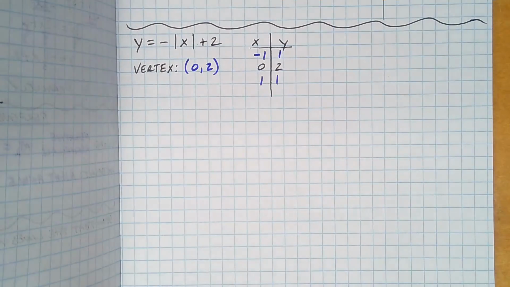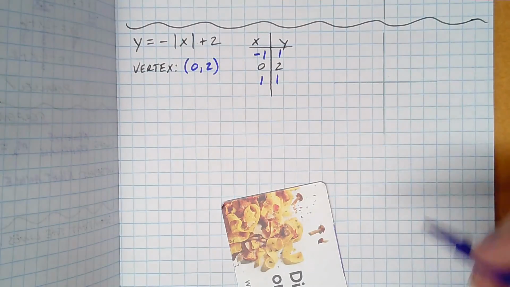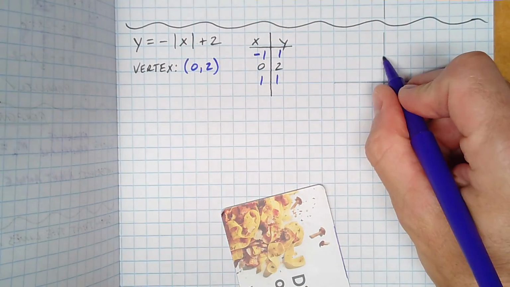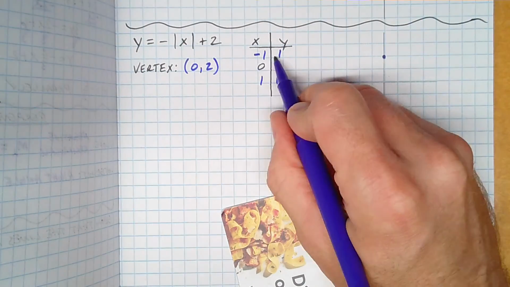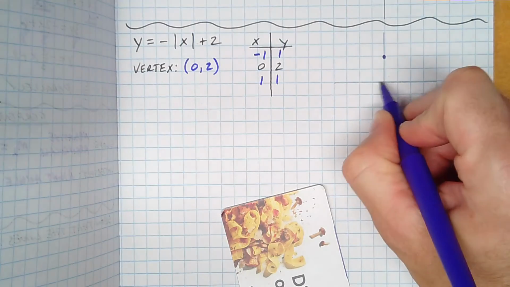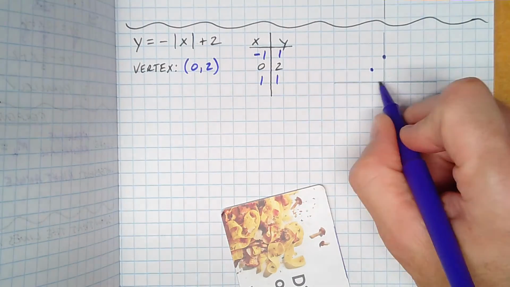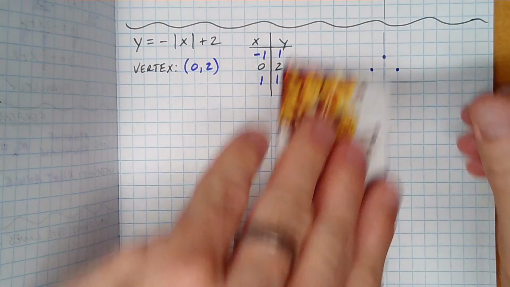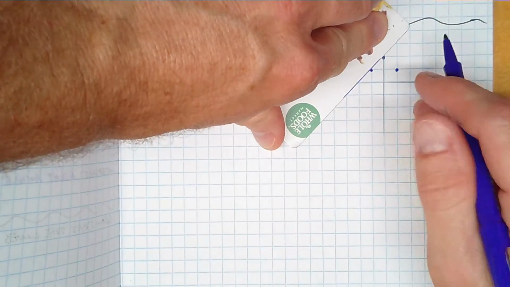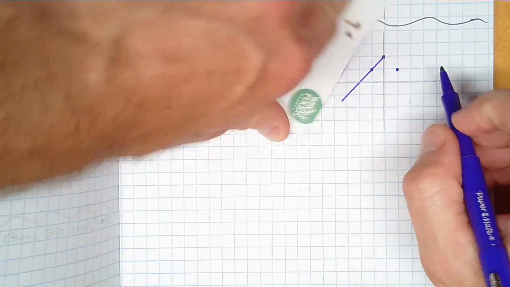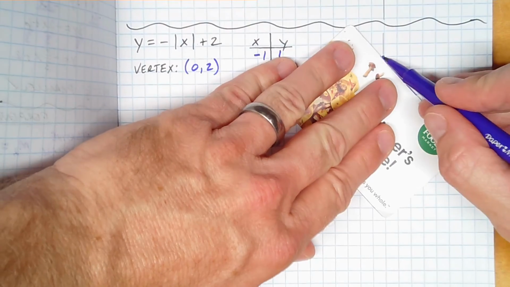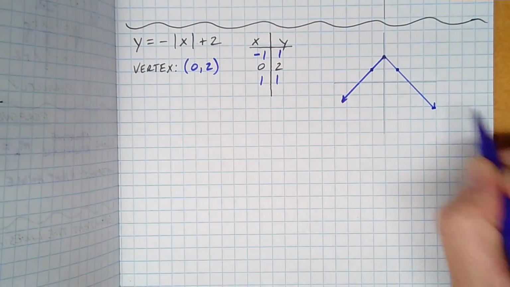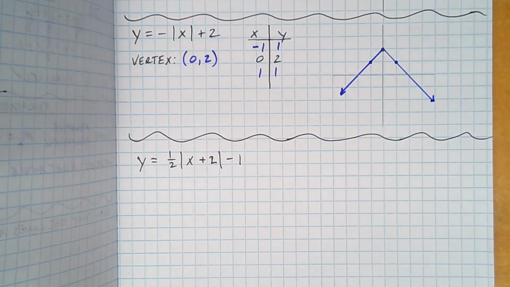All right, now let's set up our graph. I have a 4 by 4 graph set up. I'm going to start with my vertex at (0, 2). That's right there. And then (negative 1, 1) is right there, and (1, 1). So I can see that I'm going to have this A shape, or upside down V shape, for this absolute value function. All right, there we go. Let's do one more together. This one's going to go fast.